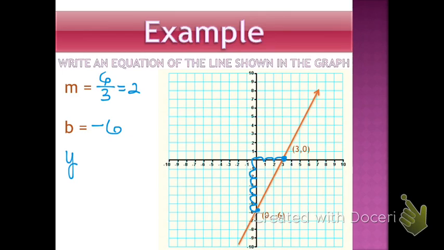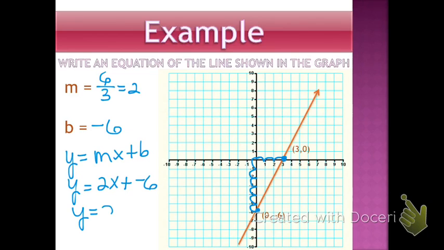So our equation is y equals mx plus b. Our slope was 2, that goes in for m, and our y-intercept was -6. You could write plus -6, but it's probably a little cleaner to write -6. So y equals 2x minus 6 is the equation in the graph.